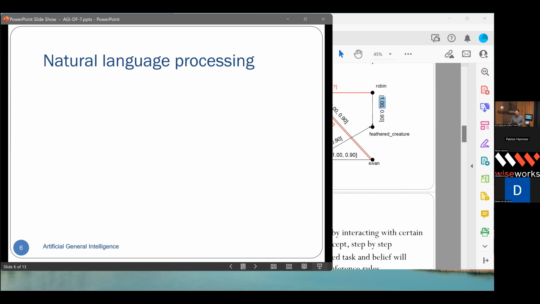So what is our plan for natural language processing? Again, this is the early stage, but we can still say something which shows the difference between our approach and everyone else's.